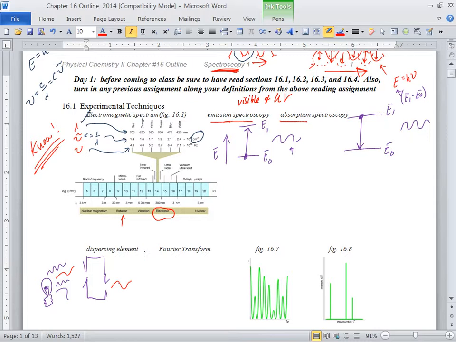If you want to do some spectroscopy, you want to get a certain wavelength out. It's called monochromatic, by the way. Monochromatic, single color, monochromatic output. Okay, so that's one way to do it, a dispersing element. But what if you don't have a dispersing element? Well, then you just use a Fourier transform.